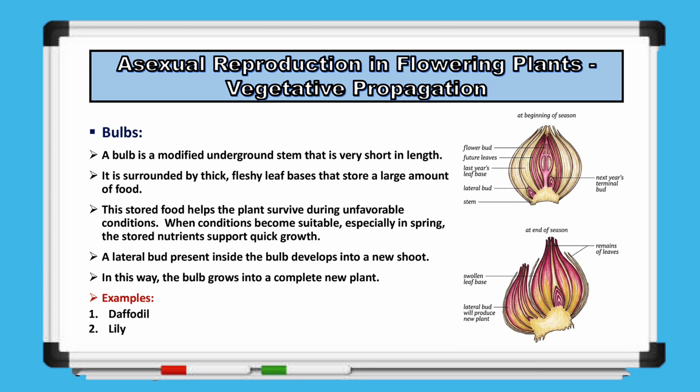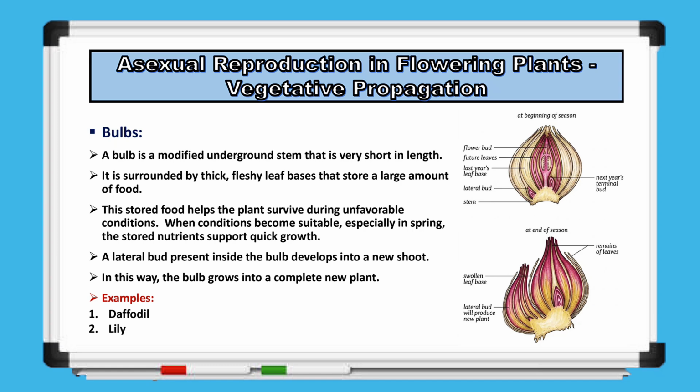The next example of vegetative propagation in flowering plants is through bulbs. A bulb is a modified underground stem that is very short and compact. It is surrounded by thick, fleshy leaf bases that store a large amount of food. This stored food allows the plant to survive unfavorable conditions and supports rapid growth when conditions improve, especially in spring. Inside the bulb, a lateral bud develops into a new shoot, which eventually grows into a complete new plant. This process ensures that the plant can reproduce asexually and maintain its population. Examples of plants that propagate through bulbs include daffodil and lily.